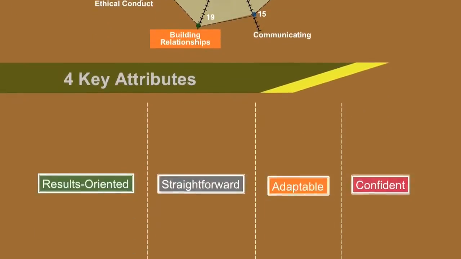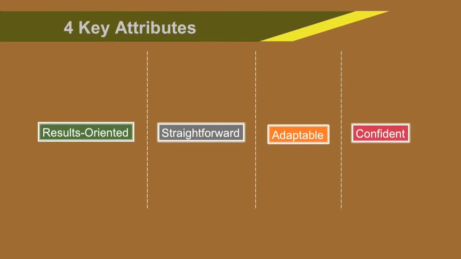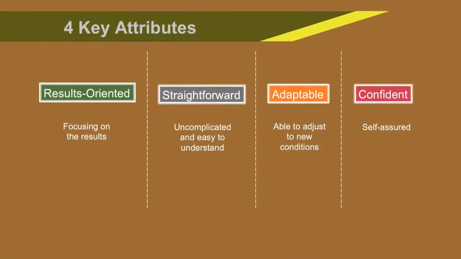After analyzing and discovering myself, now I'm moving on to the additional assessment, which is the 4 important K attributes for results-driven leadership. My K attributes are result-oriented, straightforward, adaptable, and confident. The first one is result-oriented. It means that I am focusing on the result.